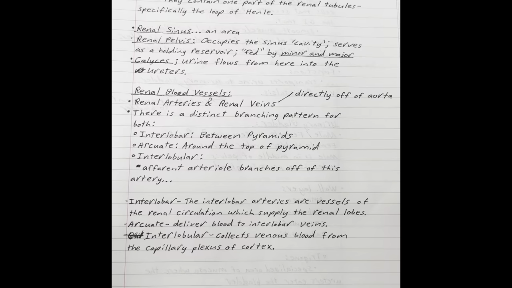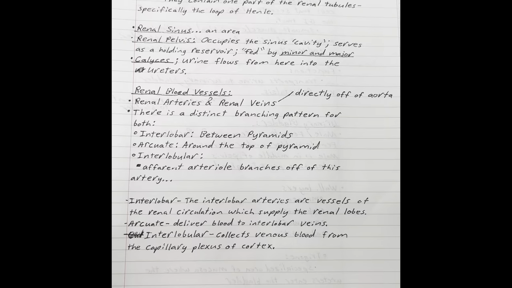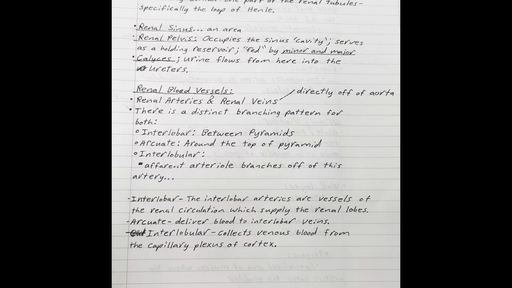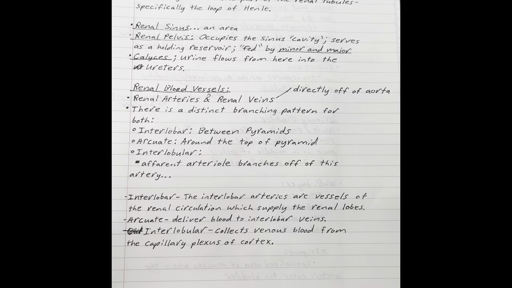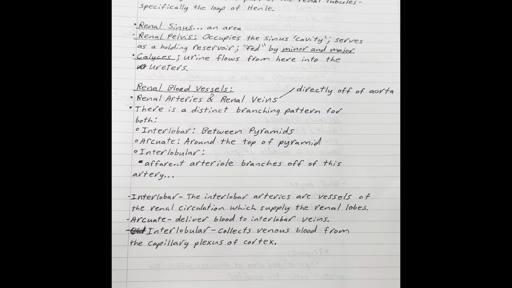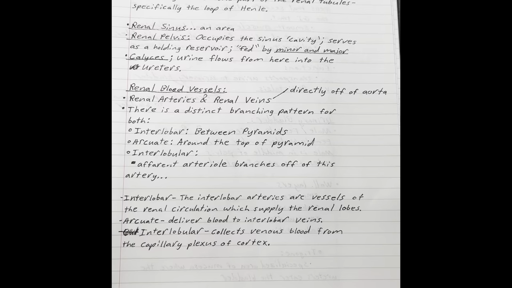The interlobar arteries are vessels of the renal circulation which supply the renal lobes. Arcuate veins deliver blood into interlobar veins. Interlobular veins connect venous blood from the capillaries and plexus of the cortex.